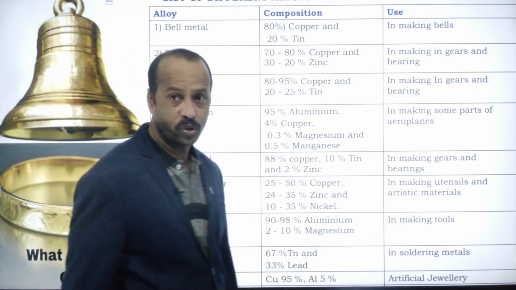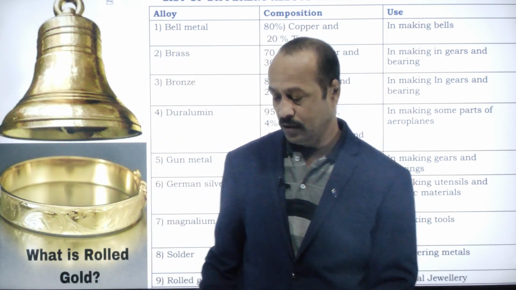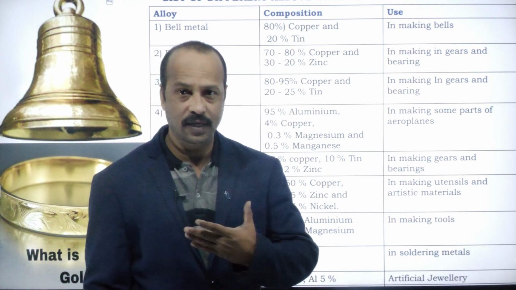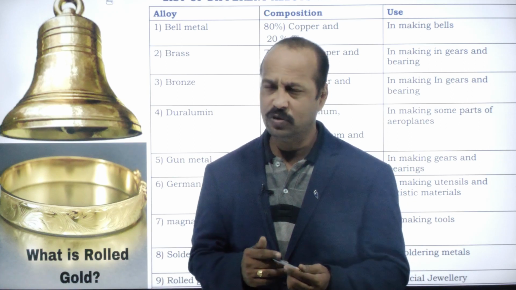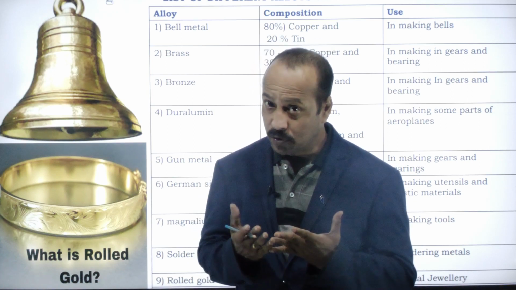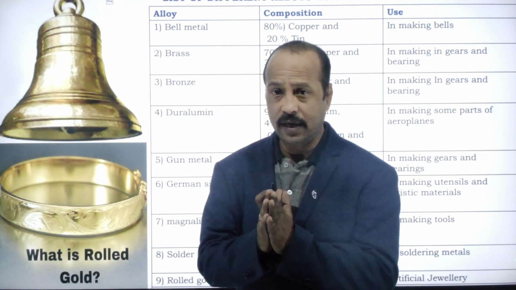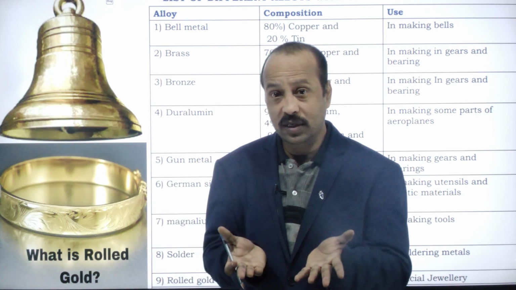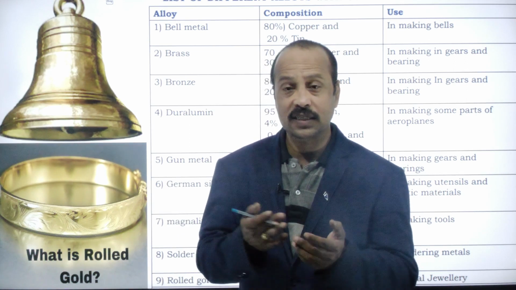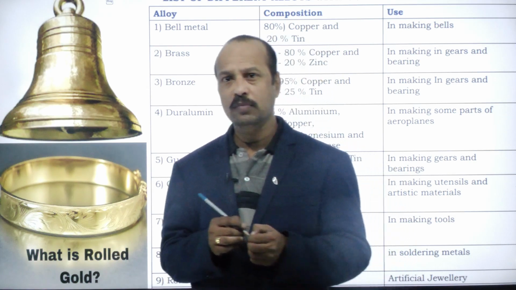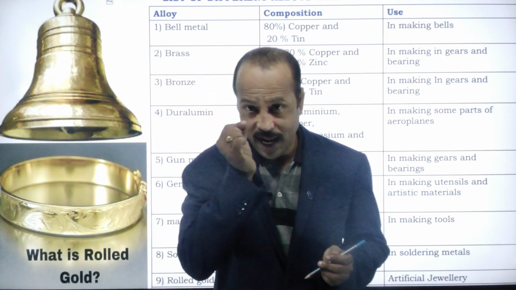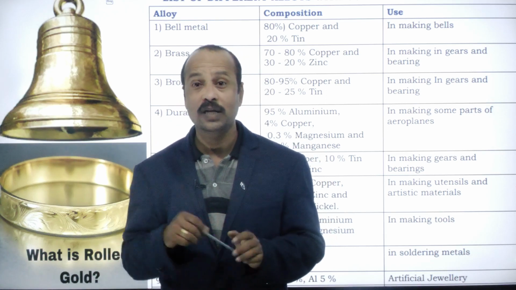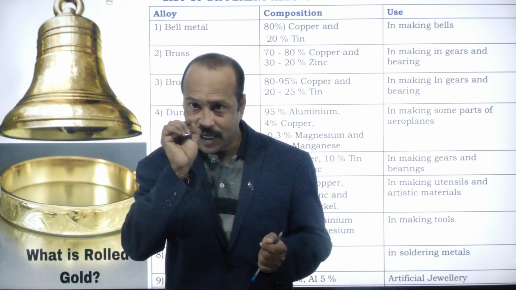Rolled gold, do you know rolled gold? You can see so many ornaments that ladies and girls wear. Most of them are made of gold. But think of people who cannot afford to purchase gold, because gold is now almost 55,000 to 60,000 per tula. Tula means 10 grams, only 10 grams. 1 kg means 1000 grams, and here it is only 10 grams.